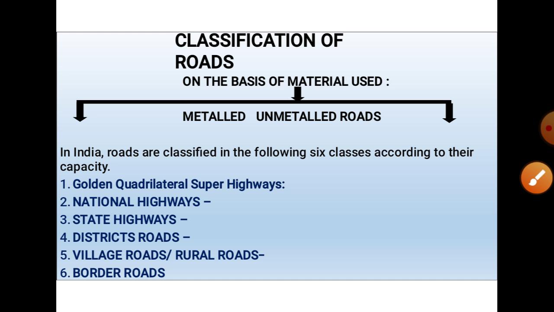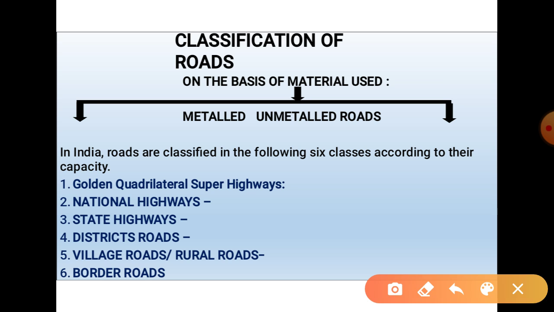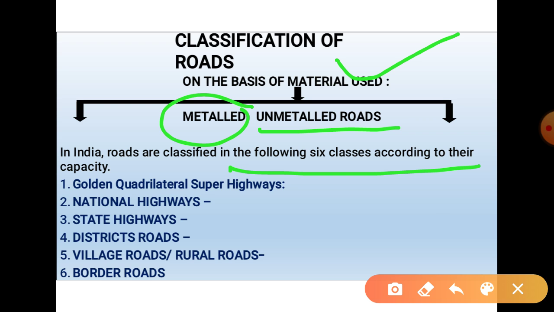If we see the classification of roads, we can classify the road on the basis of material used, means whatever the material used for road construction, on the basis of that we can divide roads into two parts. One is metalled and the second one is unmetalled road. Metalled road is formed by coke, coal tar and basically by concrete, and unmetalled roads are basically natural roads.